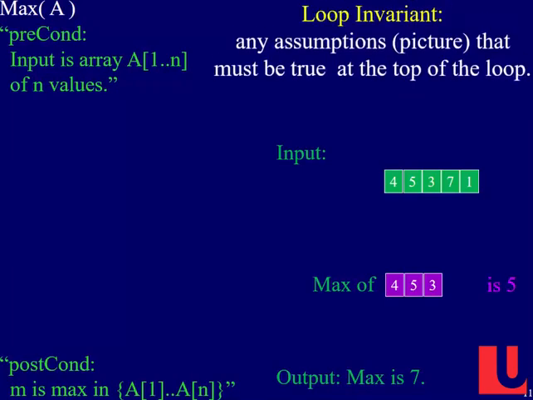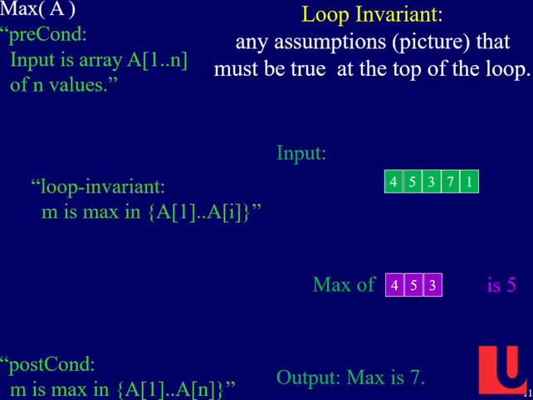Then what is the loop invariant? The loop invariant is the assumption that needs to be true every time you're at the top. And in this case, we could have a loop invariant that says, if you look at the set of the first I numbers, and I wouldn't have cared if you had said A1 to I, we just want to make sure that we're all on the same page, M is the maximum.